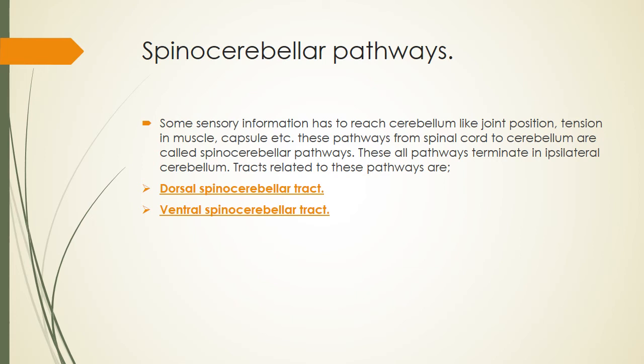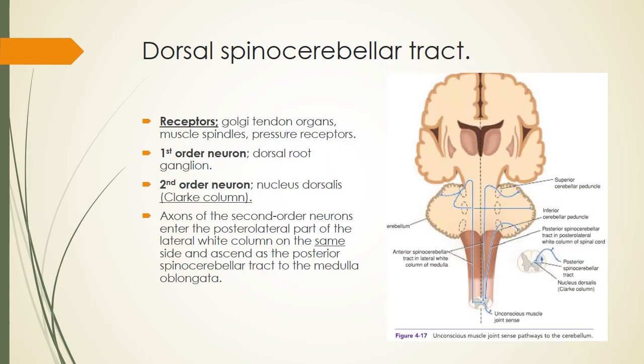But these spinocerebellar pathways carry the unconscious muscle joint sensation, meaning proprioception, to the ipsilateral cerebellum. The cerebellum controls the ipsilateral side of the body. Two tracts are related to these pathways: the dorsal and ventral spinocerebellar tracts. So first is the dorsal spinocerebellar tract. The receptors are Golgi tendon organs, muscle spindles and pressure receptors. The first order neuron is again in the dorsal root ganglion.